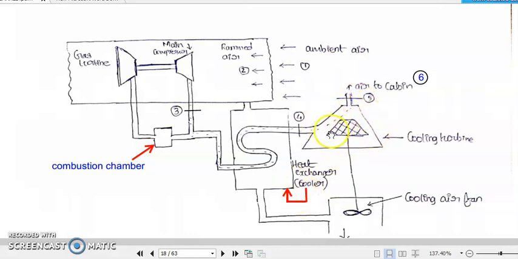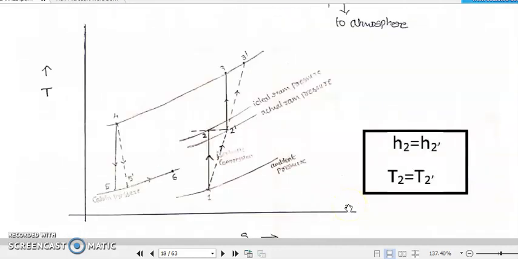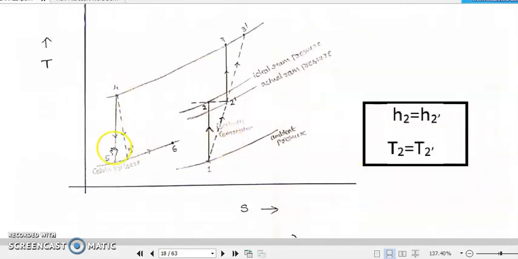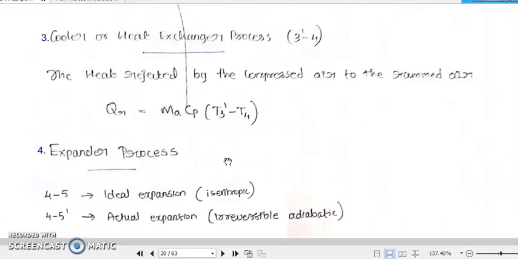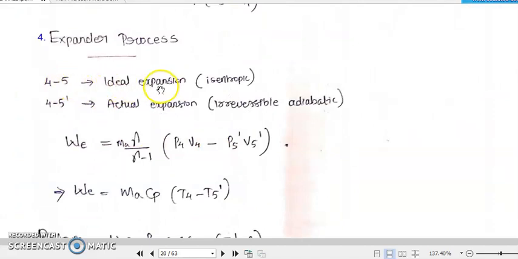So what is the work done on the turbine by this compressed air while it is moving from 4 to 5? That is shown over here. 4 to 5 is our ideal expansion process, which will be the isentropic process. Then 4 to 5 dash will be the actual expander process. So 4 to 5 will be the ideal expansion process or isentropic process. 4 to 5 dash will be the actual expansion process or irreversible adiabatic process.